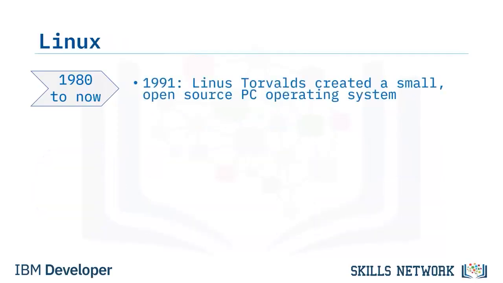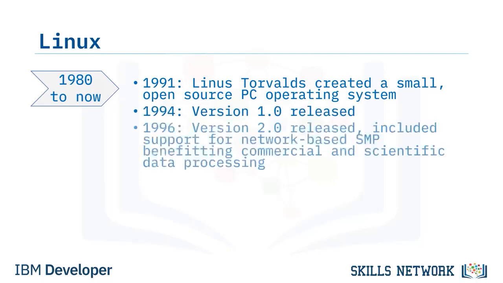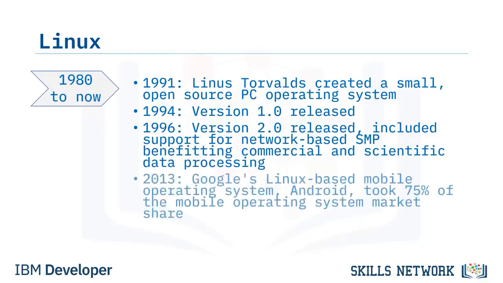In 1991, Linus Torvalds created a small open-source operating system for a PC, releasing version 1.0 of Linux in 1994. In 1996, the version 2.0 release, with support for network-based symmetric multiprocessing, or SMP, provided a serious technical benefit for commercial and scientific data processing, evolving Linux into a powerful network and server operating system. Throughout the next 10 years, Linux gained market acceptance, and its distributions continued to mature.